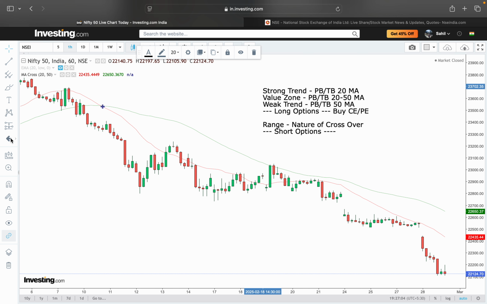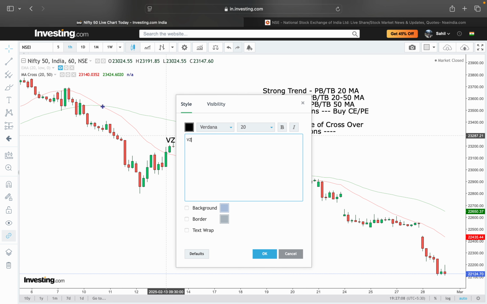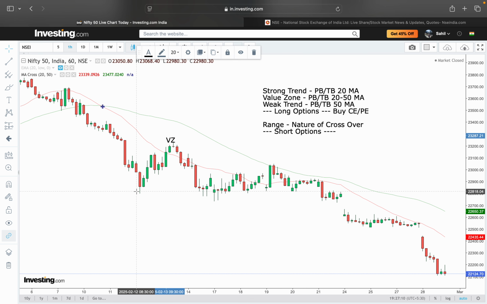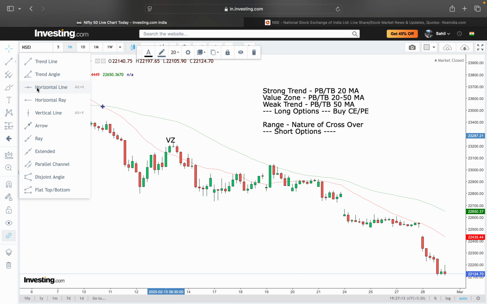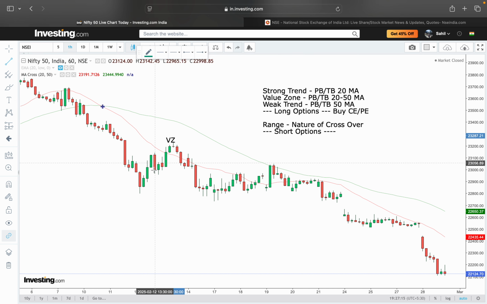These are the same zones that I had marked earlier. You will note that at this point, there has been a throwback. I'll just select a simple trend line, and you will note that after the bearish crossover, there had been a throwback somewhere in between the 20 and 50, which means that this is behaving like a bearish value zone security, because after the bearish crossover, it has come between the two moving averages.